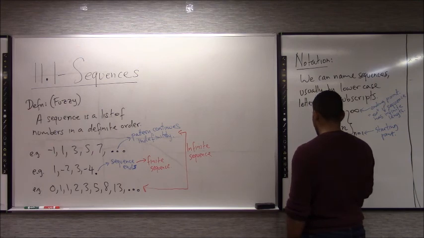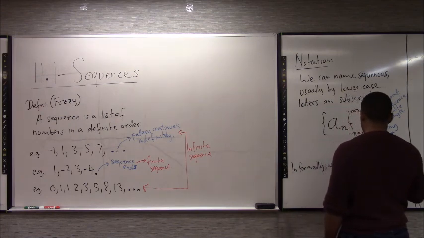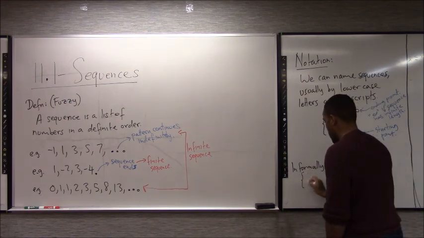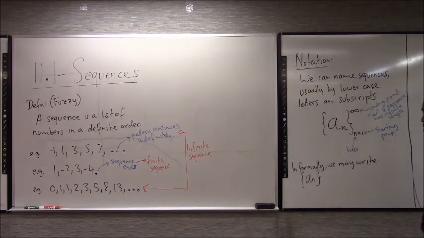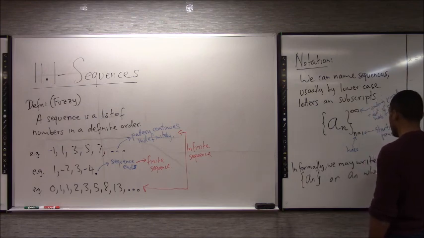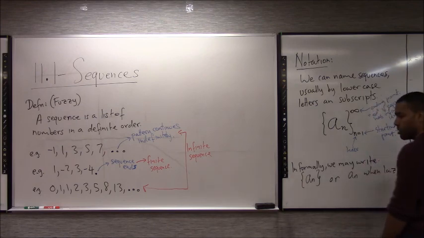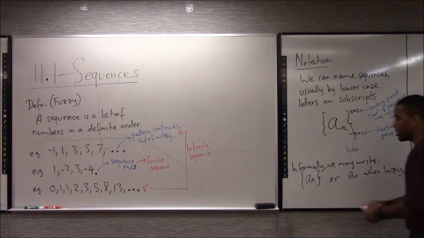Informally, we may write just brackets and a_n, and whenever I write that, you'll know I'm talking about a sequence. Or I'll just write a_n when lazy. So from now on, when I write something like that, you know I'm talking about a sequence.